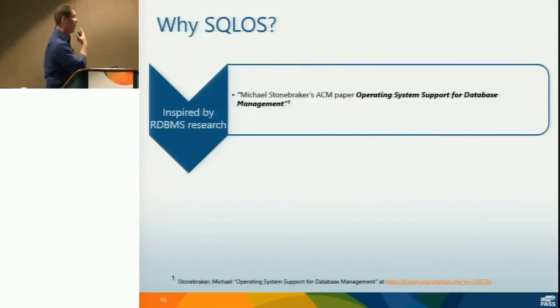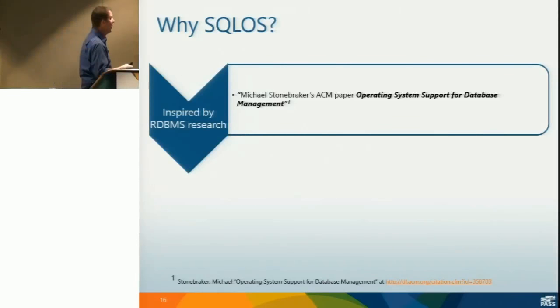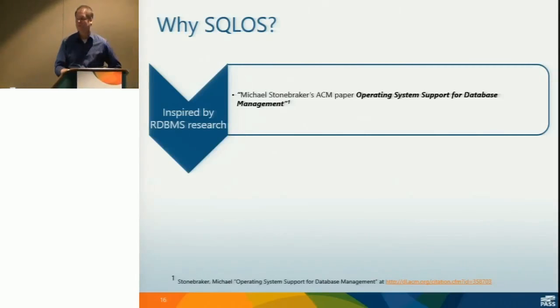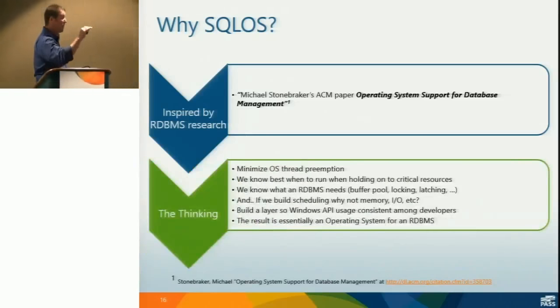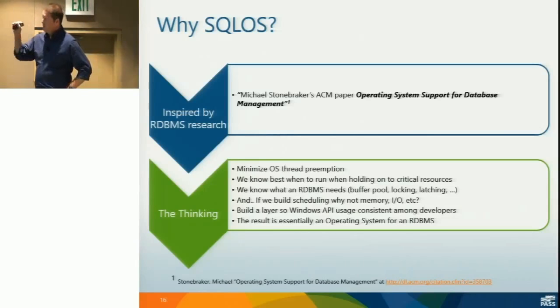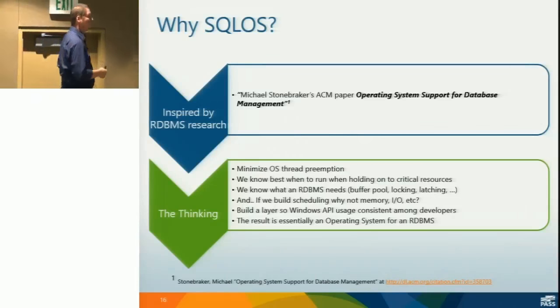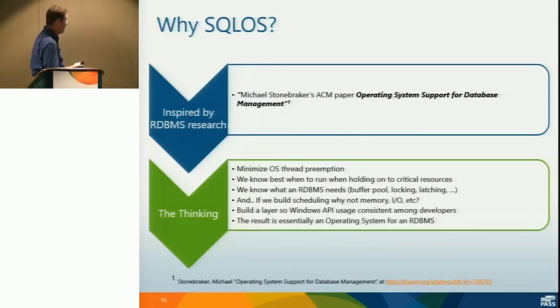This was all based on research by Michael Stonebraker, and I've got a reference in here to his paper from the ACM papers. He wrote a paper about how to do proper operating system support for a relational database system, all the things you would need to consider. And so Slava and them built it based on reading this paper. The whole concept was they wanted to minimize the operating system preempting threads, because they found if they relied on the operating system to do that, they could not scale for a proper database application. The operating system doesn't know best when to run our threads when we're holding critical resources, like latches and locks, and using the buffer pool, and so forth. So the scheduling system was all based on this paper, this concept.